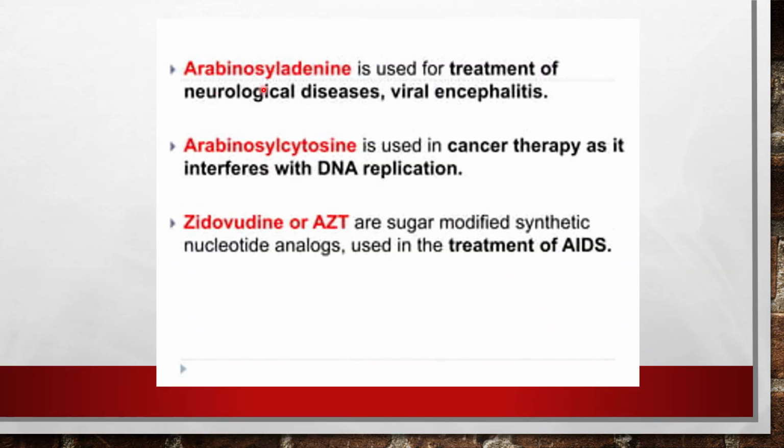Then next, arabinosyl adenine is used in the treatment of neurological diseases and viral encephalitis. All these are nucleotide analogs. Then arabinosyl cytosine is used in cancer therapy as it interferes with DNA replication. Then zidovudine, or AZT, is a sugar-modified synthetic nucleotide analog used in the treatment of AIDS.